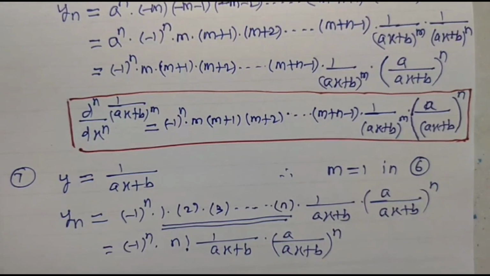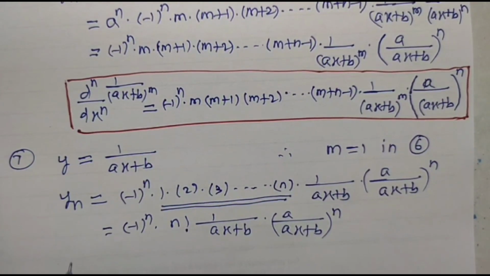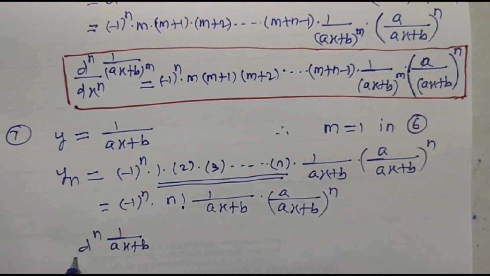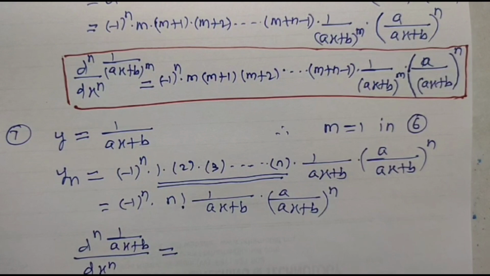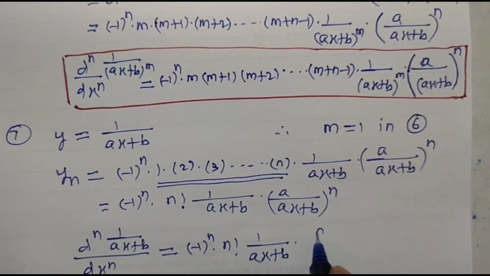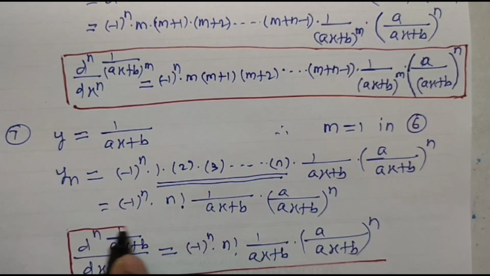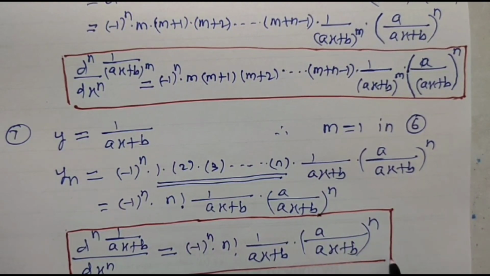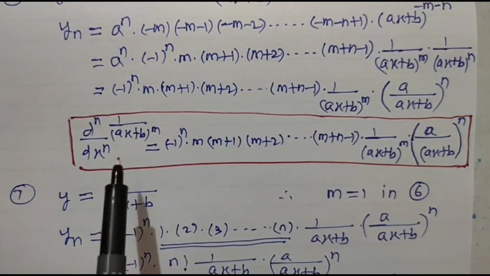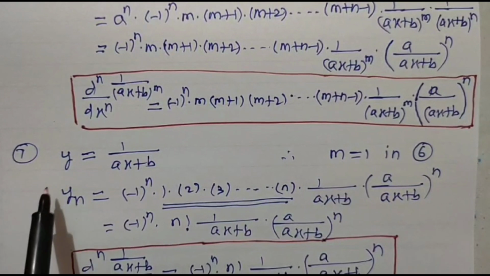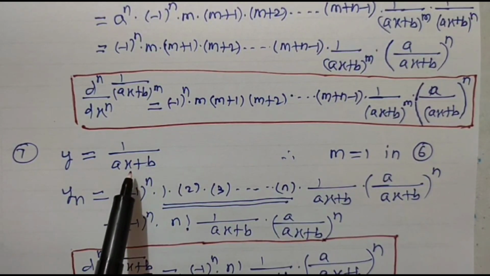So the nth derivative of 1 upon (ax plus b) with respect to x is equal to minus 1 to the power n, n factorial, 1 upon (ax plus b) into a upon (ax plus b) to the power n. Now you have to remember this as a standard formula, formula number 7, the nth derivative of 1 upon (ax plus b), which is obtained by using formula number 6. In formula number 6, substituting m is equal to 1, we get formula number 7.